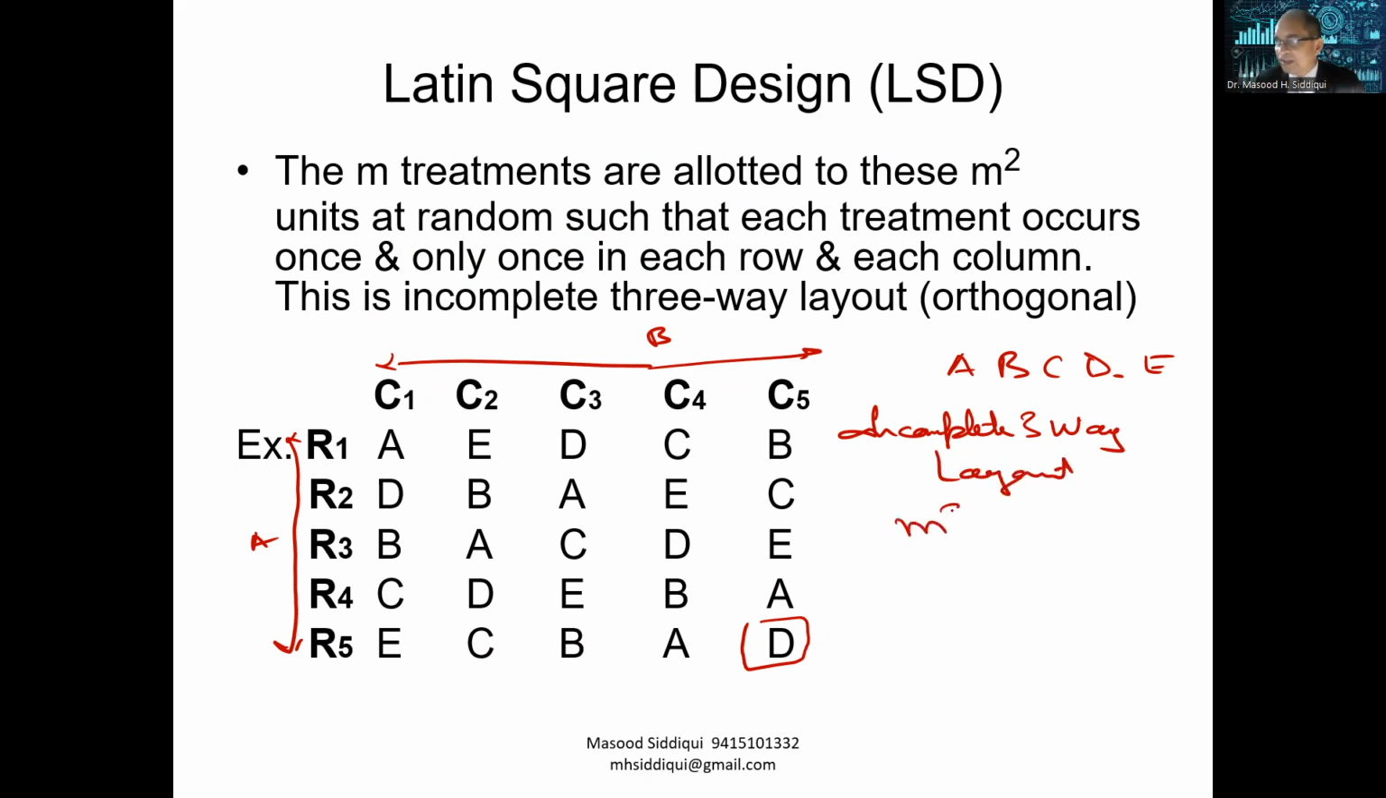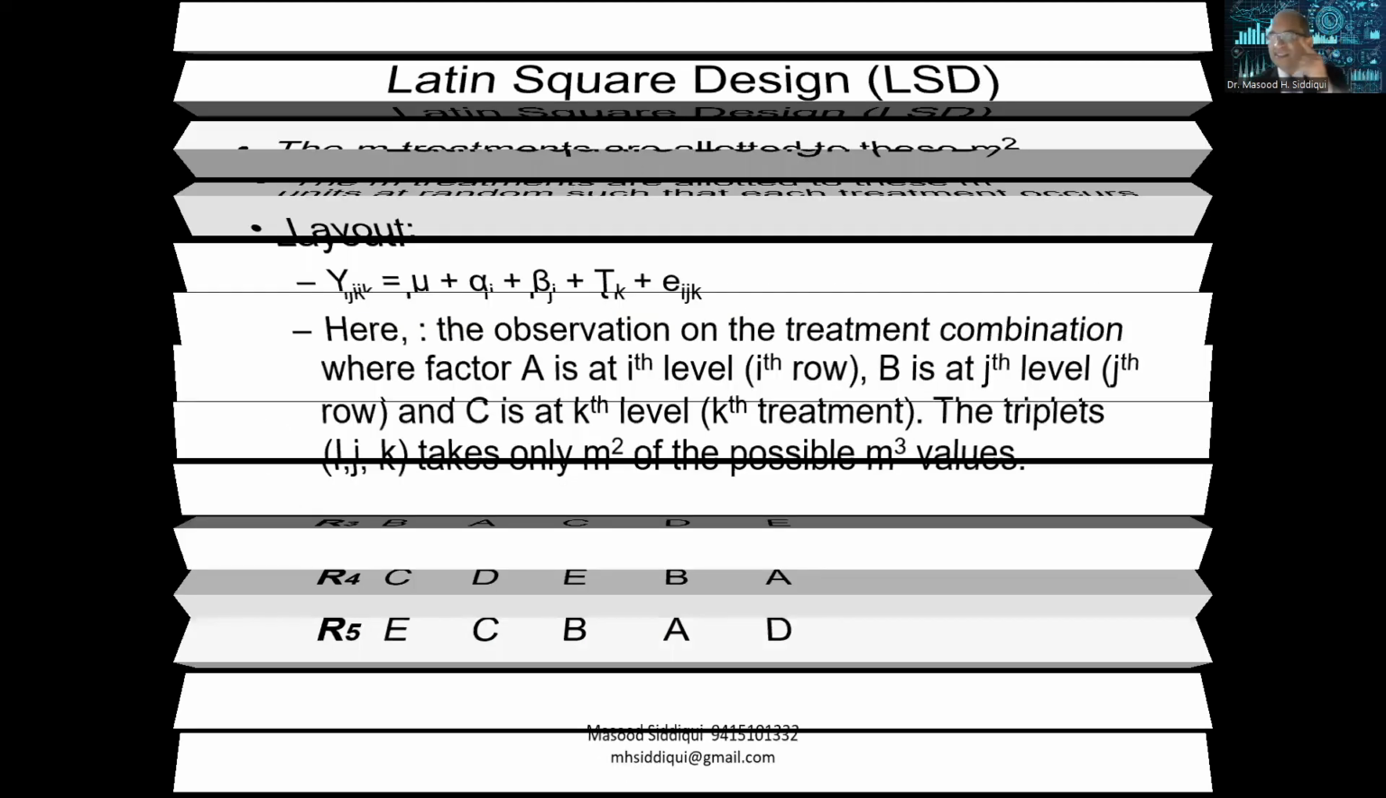So instead of M cube observations, we use M square observations along with the condition that the number of treatments equals the number of rows equals the number of columns, and each treatment is repeated once and only once in each row and each column. And here the allocation is orthogonal in nature. So this is the Latin square research design.